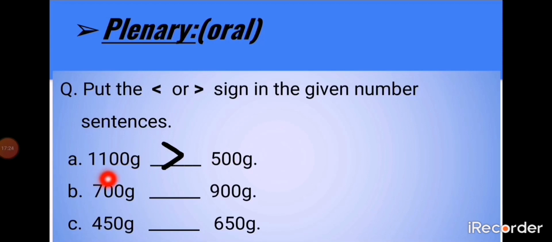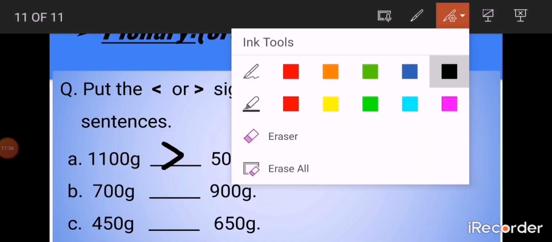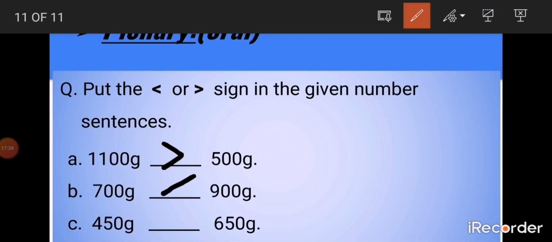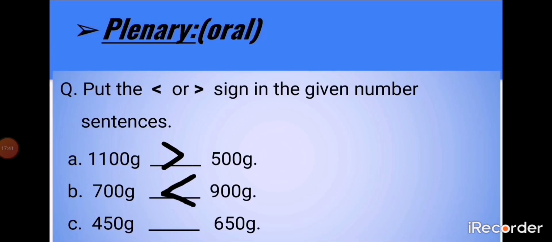Now B part. 700 grams dash 900 grams. Again compare these numbers or measures. Is 700 greater than 900 or less than 900? 700 is less than 900. So we will put the smaller than sign here, the pointed side towards 700 and the open end towards 900.